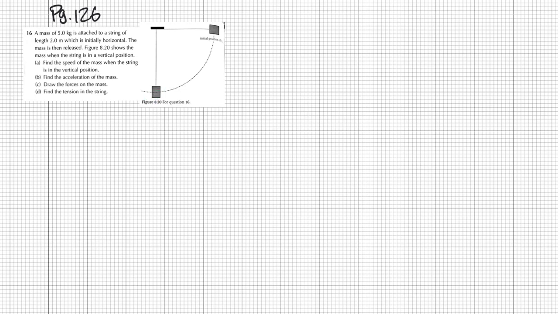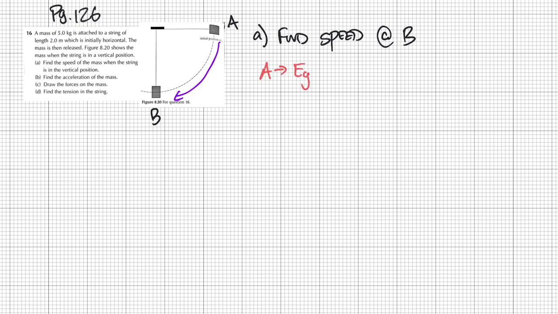So let's attack this. Obviously, we see circular motion as it's following here, but we need to use some other ideas as well. So first thing is we're going to find the speed at B. So we'll call this position A, and we'll call this position B. So what I see is that at A, we have gravitational potential energy as long as we take this as our height equals 0. And then at B, we have kinetic energy.